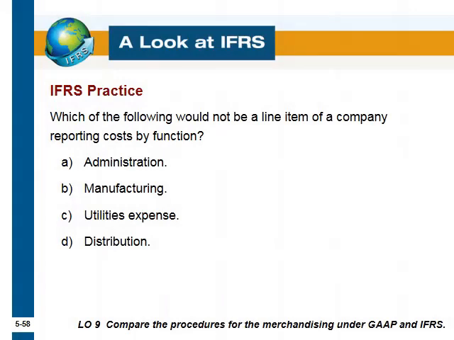Which of the following would not be a line item of company reporting by function? Okay, function, all of these: administrative, manufacturing, distribution, but this is by nature, the nature of the expense.